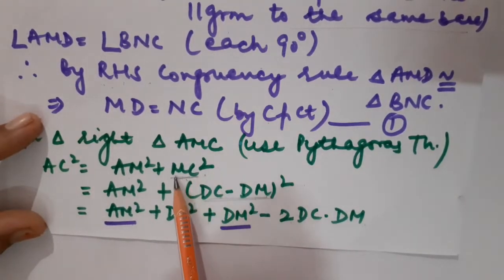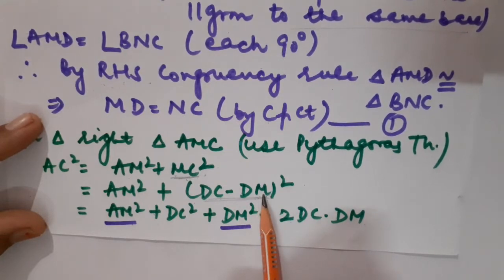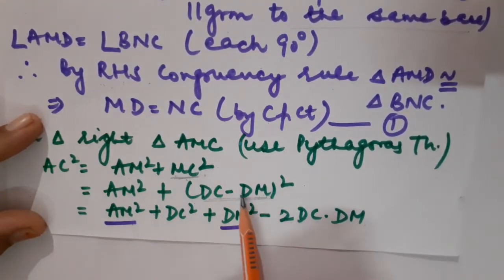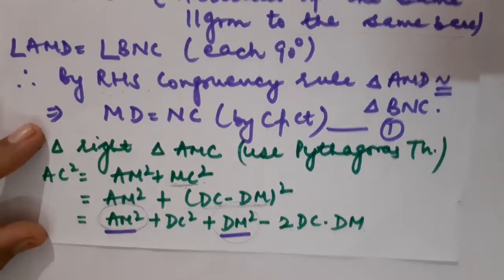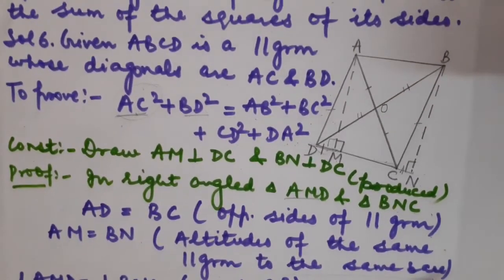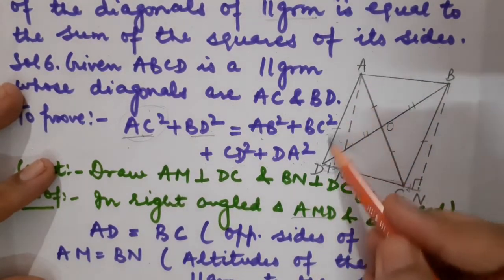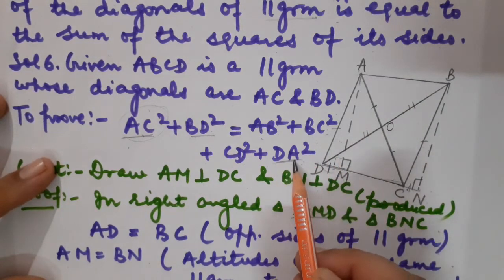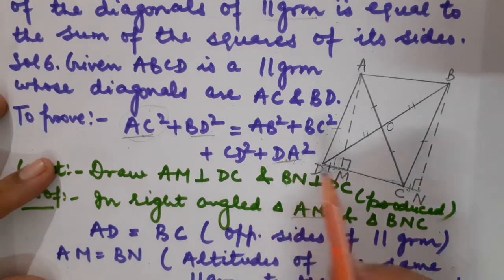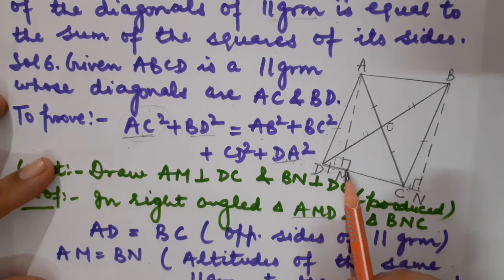You may be thinking why ma'am has broken this MC square into two parts. There is a reason behind it. That reason I am going to tell you now. After opening this identity, children, I am going to make the pairing of AM square and DM square. This is AM square plus DM square, so definitely it would become AD square. Do I require AD square? Yes, I require AD square. So just to get this, MC is broken into two parts, that is DC minus DM. Clear?